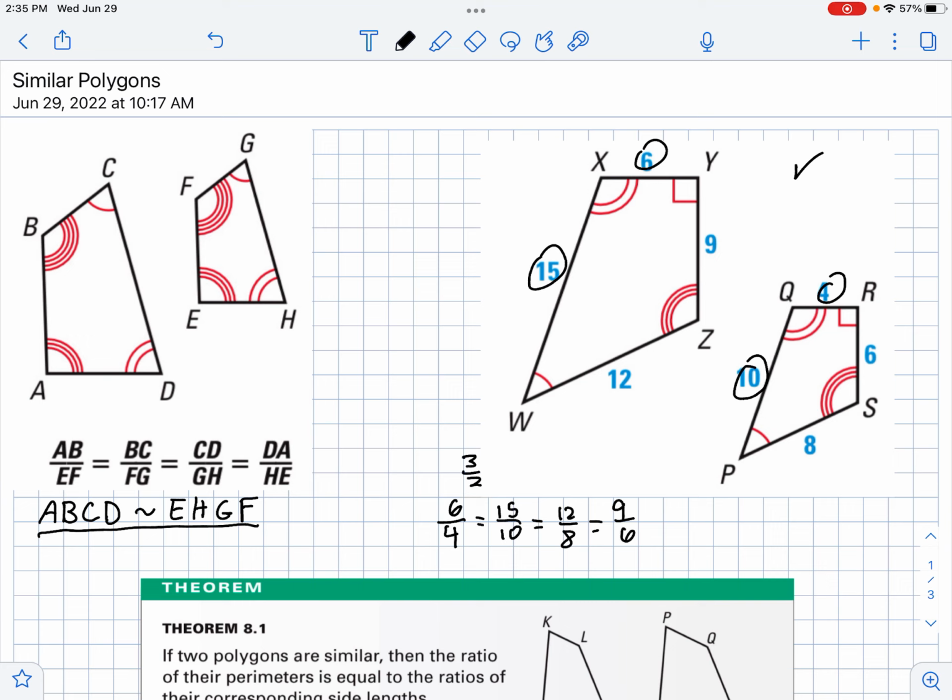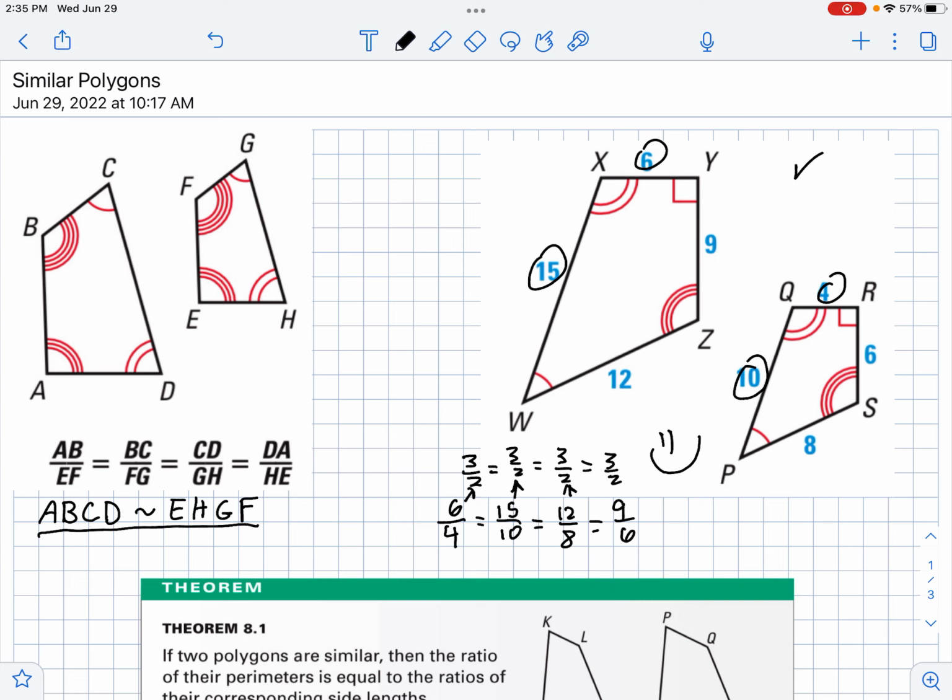We got 3 halves for this first thing. 3 halves for the second. See, 3 halves, 3 halves. This one is, let me see, 3 halves. This one over here, yeah, 3 halves. Those two polygons are similar.